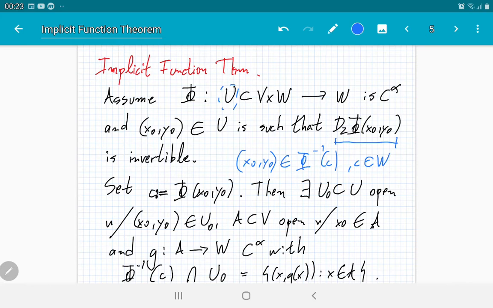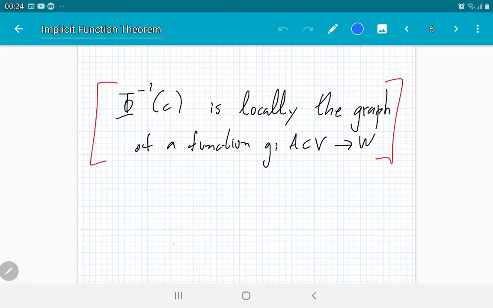Then what I claim is that there's an open neighborhood of x0, y0. Forget about this A for the time being. Basically it's this. If I look at this open neighborhood, the intersection of that with this phi minus 1 of C, the set of solutions to my nonlinear equations, this intersection looks like the graph of a function. So that's what's over here.